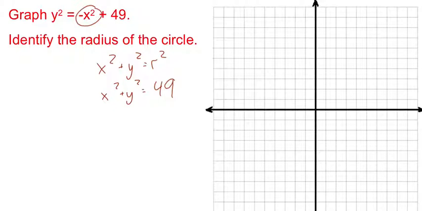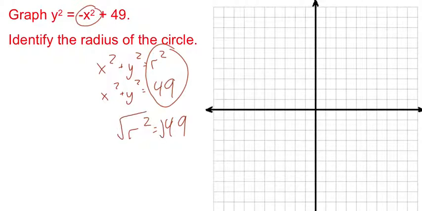So what does r squared equal? r squared equals 49. So what must r equal? 7. R squared equals 49. How do I solve for r? Take the square root of 49. Square root of both sides, so r is equal to 7. But wait a minute. Isn't the square root of 49 plus or minus 7? Yes.